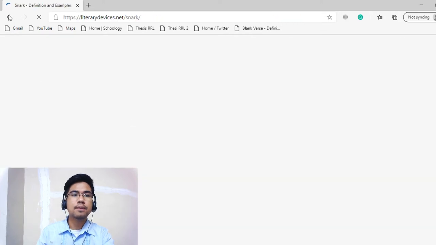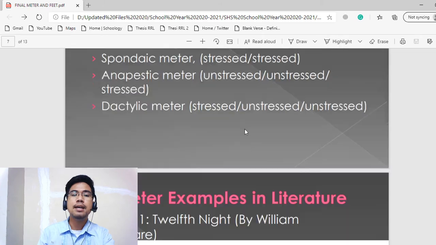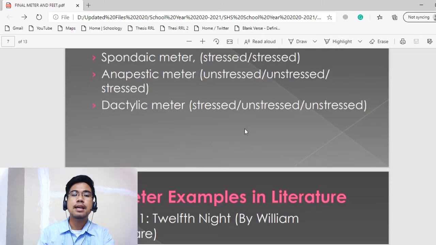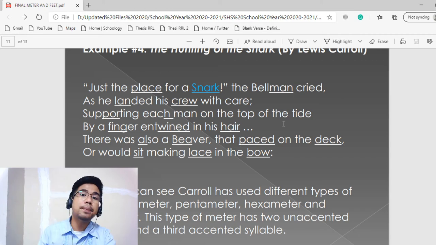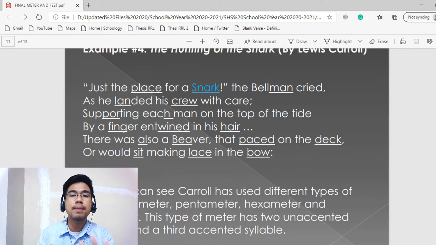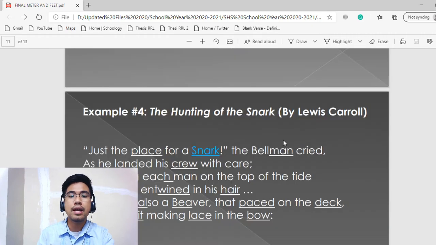It's an anapestic meter because, again, let's go back, it implores what particular pattern? Unstressed, unstressed, stressed. It's anapestic. Now, if we are going to take the meter according to syllabic number, this particular excerpt of a poem by Lewis Carroll implores many types of meter according to syllabic number, which are the pentameter, hexameter, and the tetrameter. Why? Because if you count the number of syllables for each of these lines, you can see that they vary, just like the other examples that I give you. But again, what you're going to consider as the meter according to the syllabic number will be the first line.